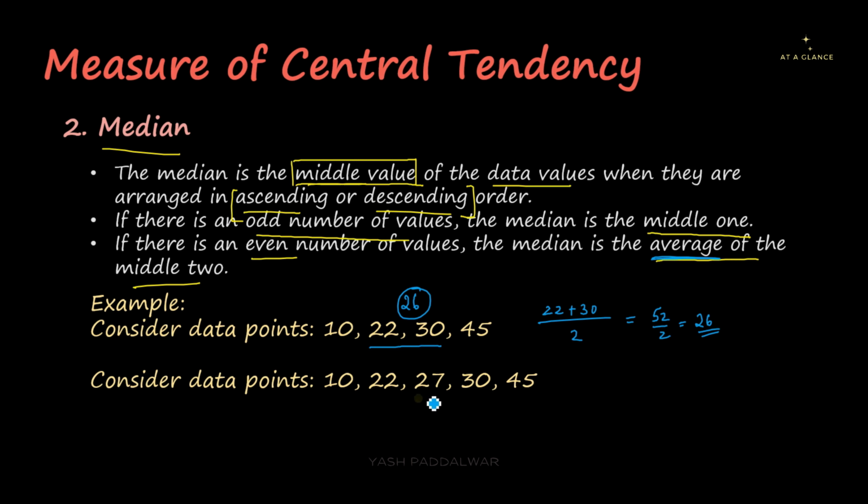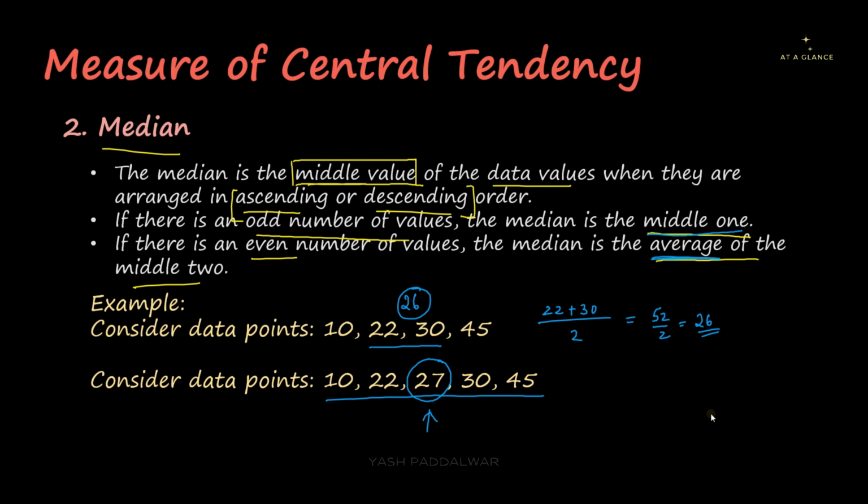Now let's talk about the second case where we have a total of 5 data values. Here you can see there are 5 data values. Since 5 is an odd number, we follow this particular case: the median will be the middle one. All these are sorted, and since there is an odd number of values, the middle value will be the median. So 27 in this case is the median value for all these 5 points. I hope both the cases are clear to you all.